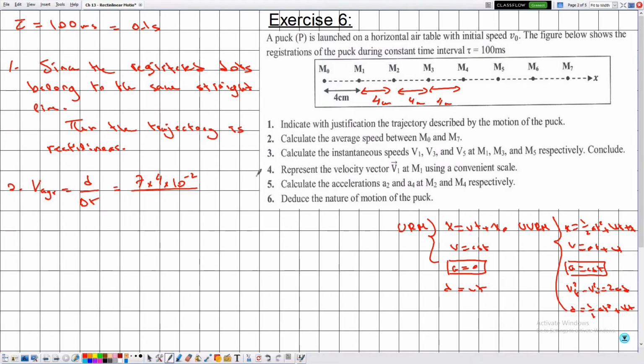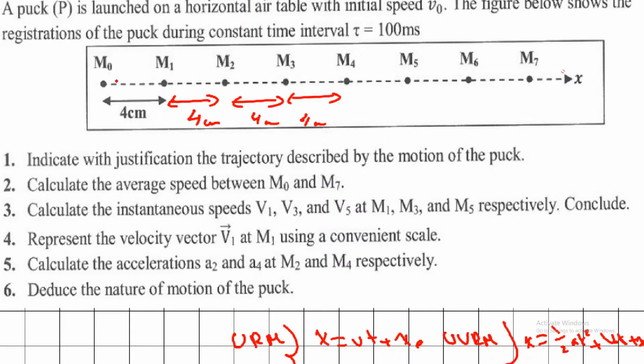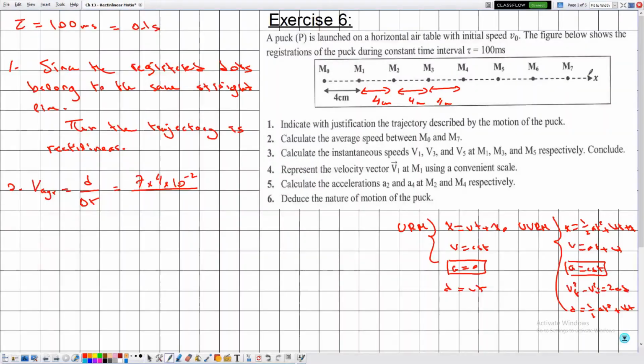And how many time intervals do we have? From here to here it's 1, so if we count them it will be 7. Then 7 times 0.1. Now plugging this on the calculator, the value of the average speed will be given by 0.4 meters per second.